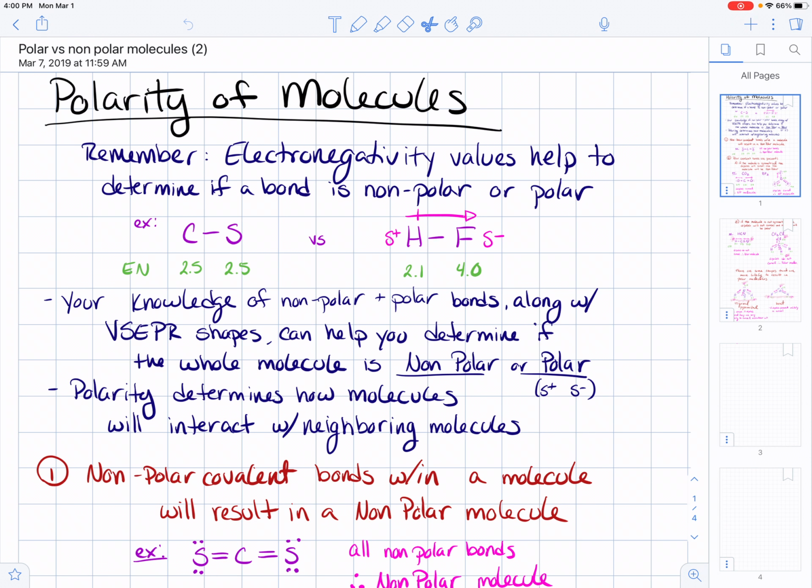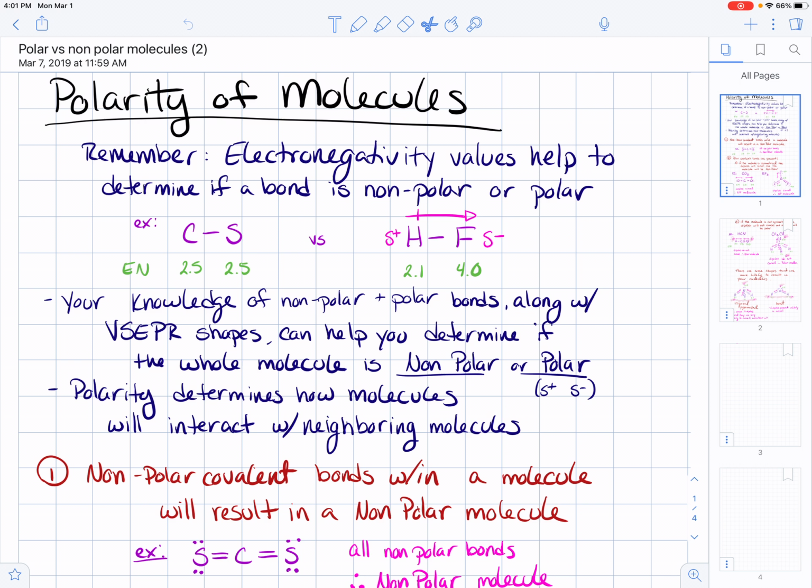These notes are going to go over how you determine whether or not a covalently bonded molecule is polar or nonpolar. So the first thing to remember is that electronegativity values help us determine whether or not a bond, a single bond, is polar or nonpolar. So we'll look at just two examples to sort of refresh.